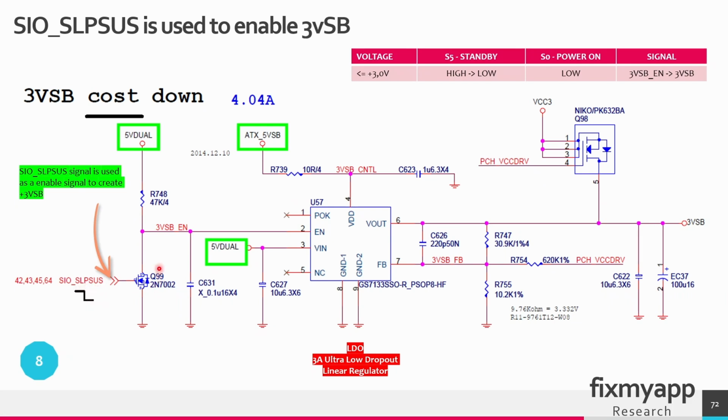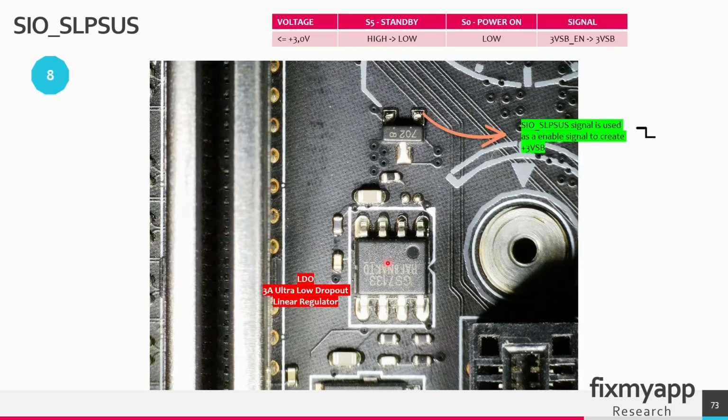Because it's a low signal, this MOSFET is turned off, and there will be a 3.3 volt enable signal present on the enable pin. The voltage regulator will turn on, and it will generate a 3.3 volt based on the 5 volt standby or the VCC 3.3 volt in a power on state. The important one is that the SIO sleep suspend signal is the signal that will enable this voltage regulator to create 3.3 volt. We need an enable signal to turn this regulator on, and then we have the 3.3 standby voltage. This voltage regulator will create a 3.3 standby voltage, and the super IO sleep suspend signal can be measured here.